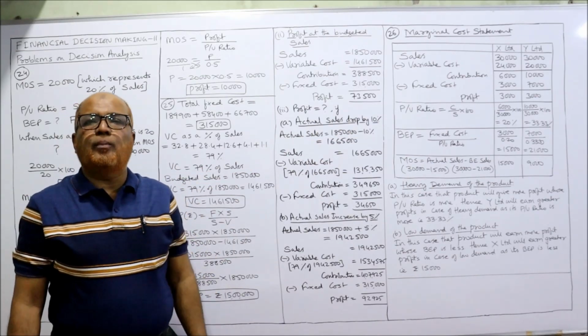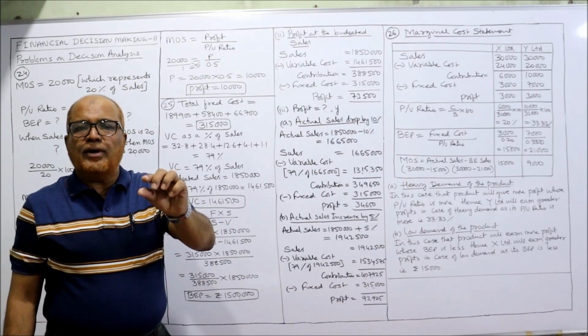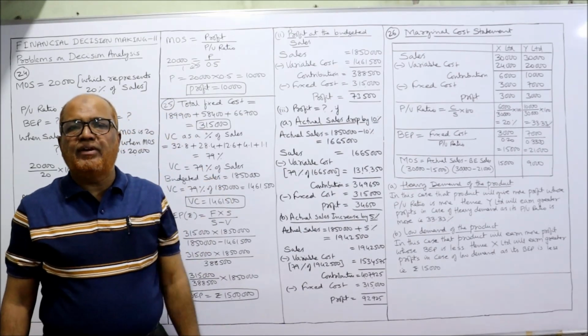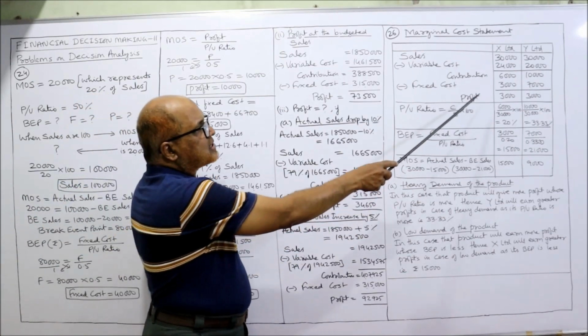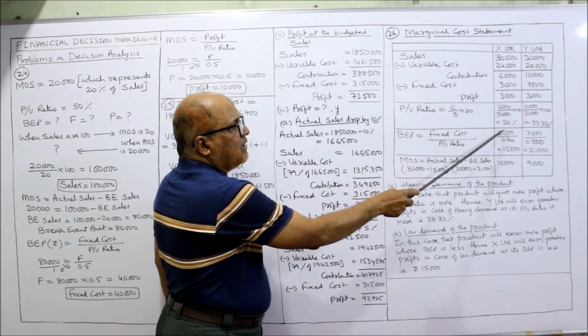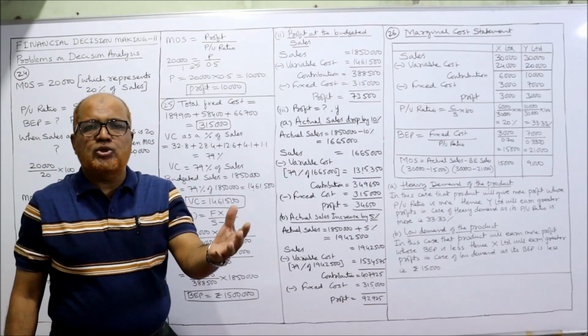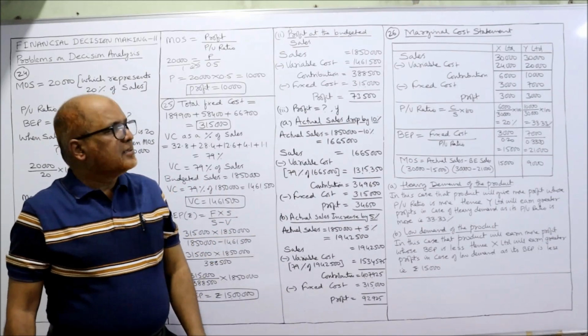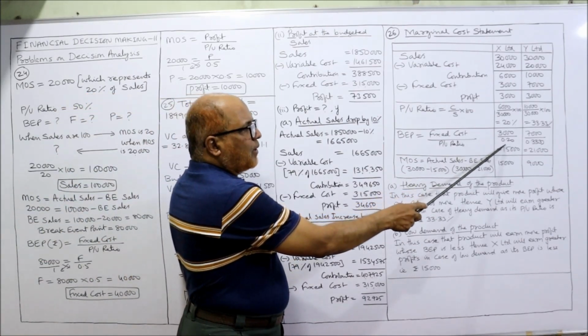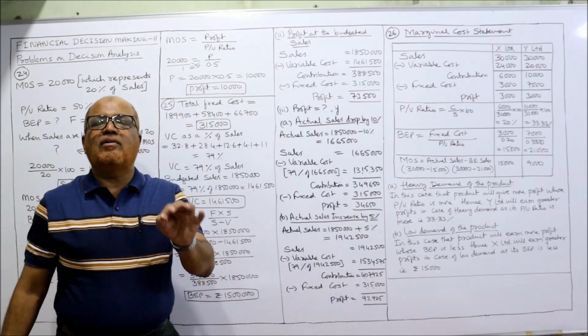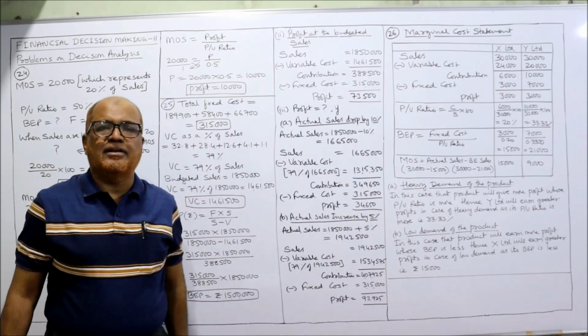Now easily we can find out BEP. Break-even point is equal to fixed cost by PV ratio. The fixed cost is 3,000. So 3,000 divided by 0.2. 20% or 0.2 means same. So 3,000 divided by 0.2, you'll get 15,000. So break-even point 15,000 for X Limited.